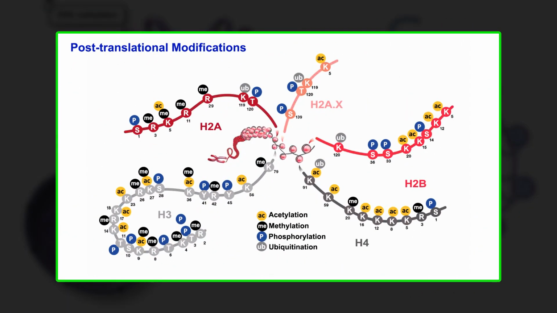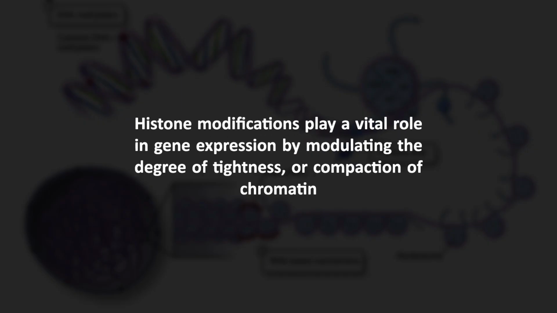Dear students, let's discuss histone modifications. Histone modification is the process of modification of histone proteins by enzymes, including post-translational modifications such as methylation, acetylation, phosphorylation, and ubiquitination. These modifications constitute a rich histone code. Histone modifications play a vital role in gene expression by modulating the degree of tightness or compaction of chromatin.